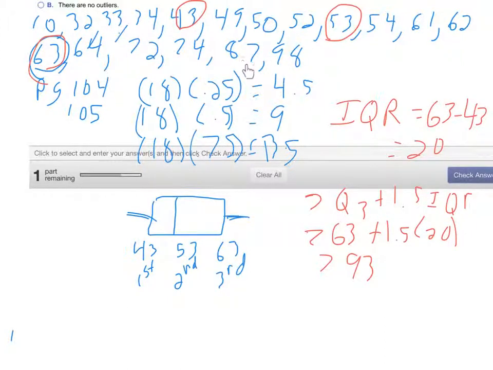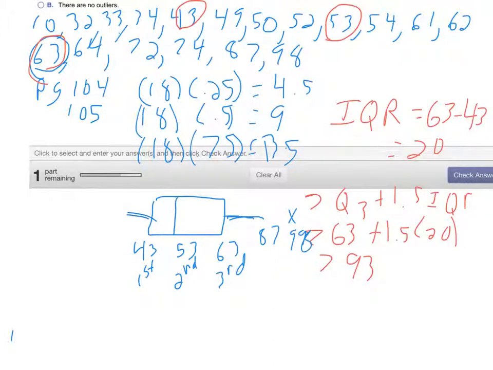And so we only have one score greater than 93, and that's 98. So this box plot would end at 87, and then you'd have a 98, you'd have an outlier.